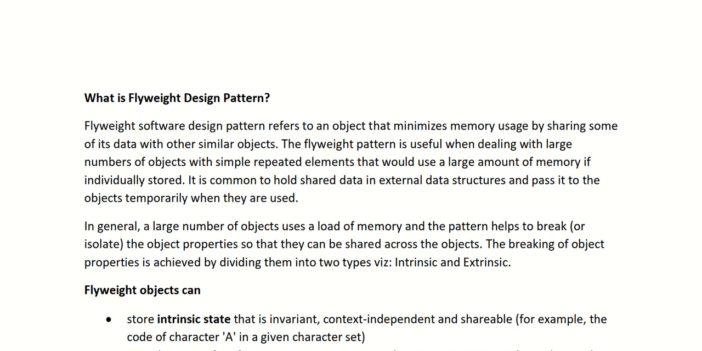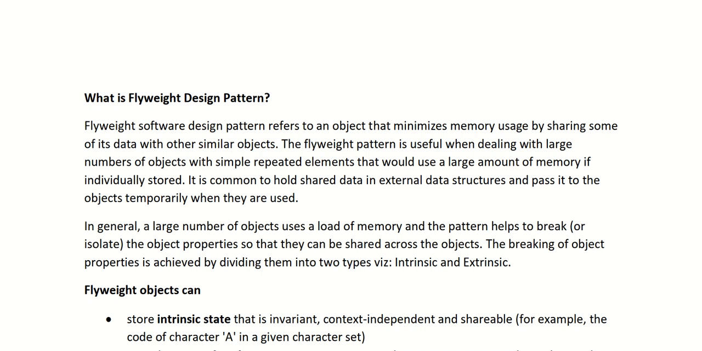The breaking of object properties is achieved by dividing them into types, for example, intrinsic types and extrinsic types. Okay. So I will give you a simple example. This pattern can be applied when your program requires you to create millions or billions of objects. The scenario comes into the picture in such a way that all these billions or millions of objects have some properties, some attributes, which are common across all the objects.